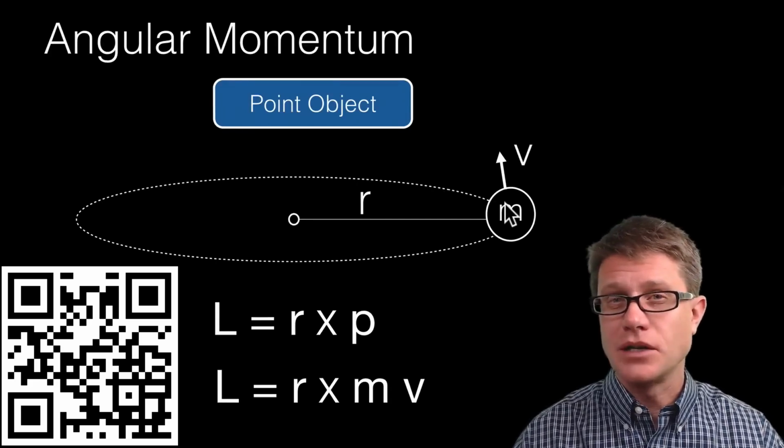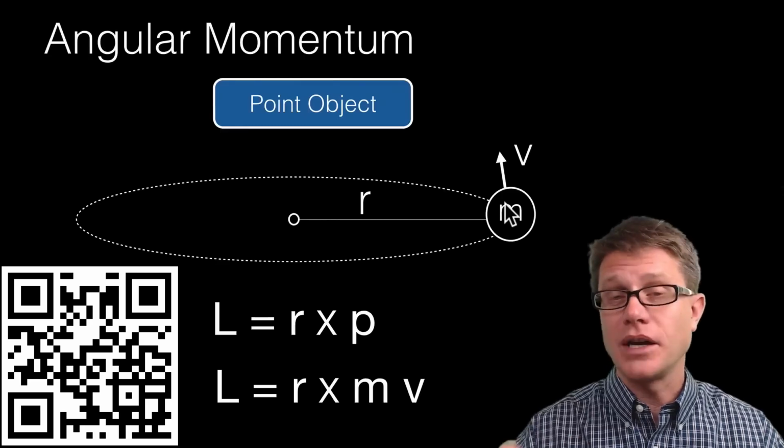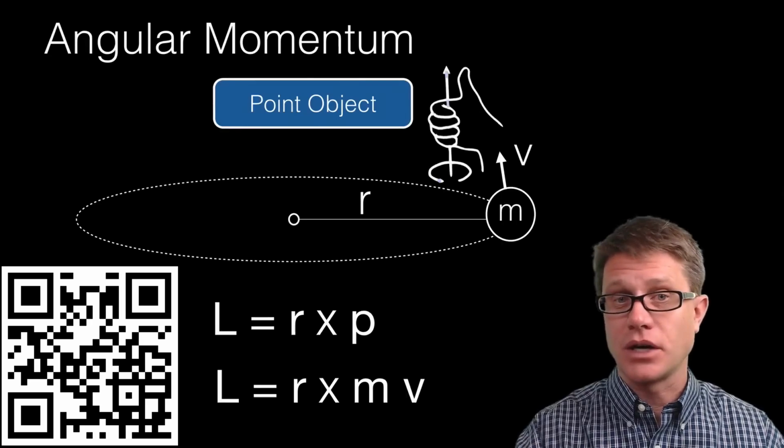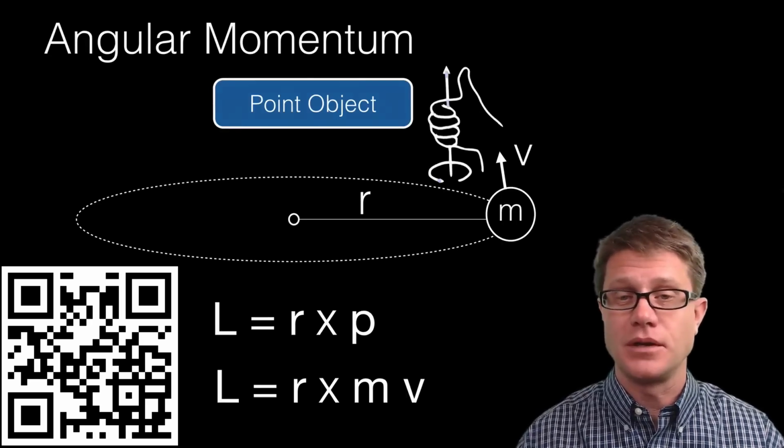Now, in which direction is that angular momentum? We use the right hand rule. And so as I move my hand in the direction of the object, we're going to have angular momentum that's going to be pointed up.